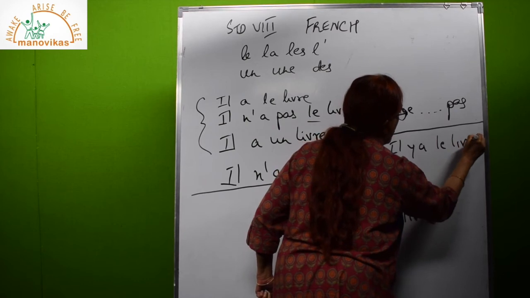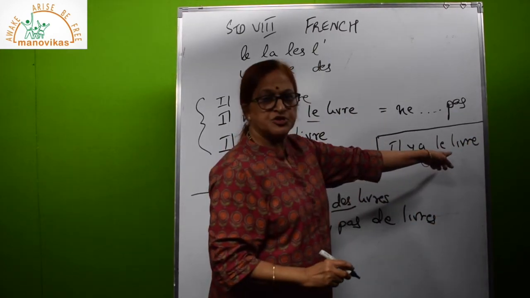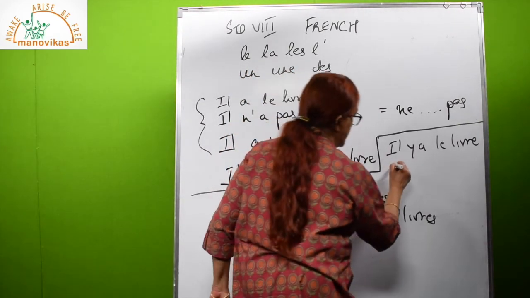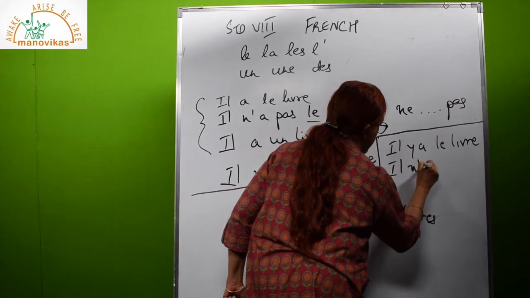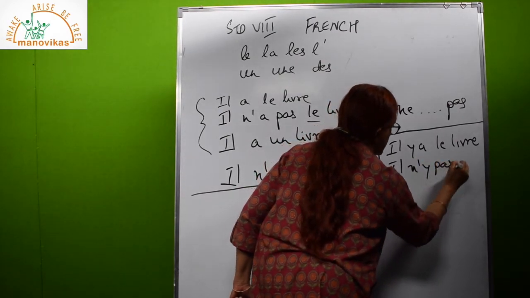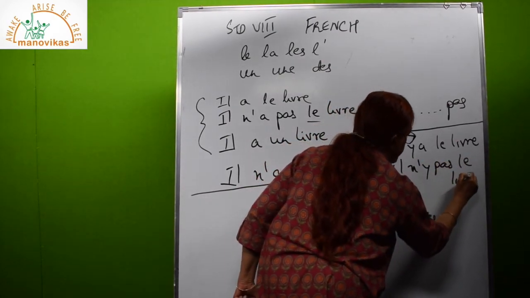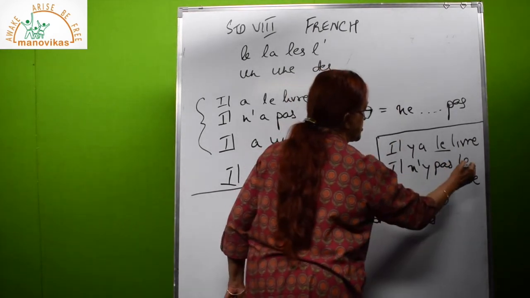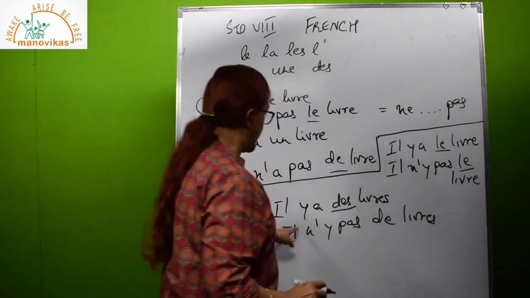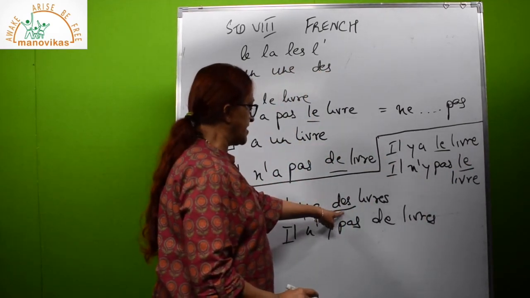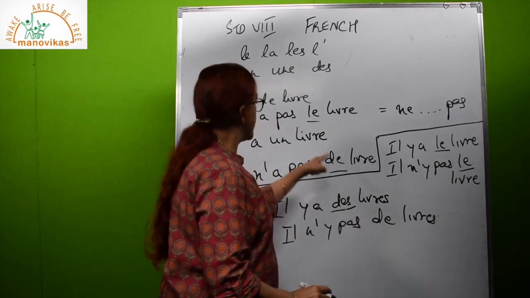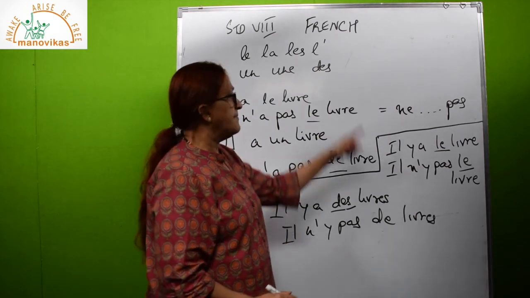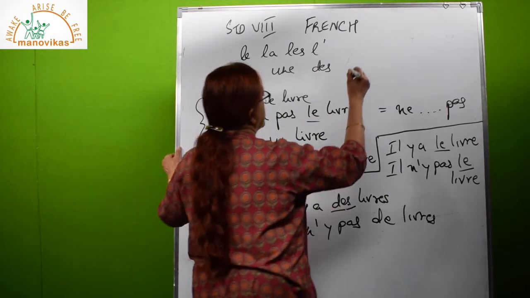Suppose I had to say there is the book on the table. There is the book. We know which book we are talking about. Now, the book is not there on the table. How will I say? Il n'y a pas le livre. Le will remain le. So, if I am using a definite article, in the negation also it remains le only. Whereas, if I am using indefinite article, des becomes de. Becomes de. So, have you understood? This is a very important rule for negation. Please copy it.